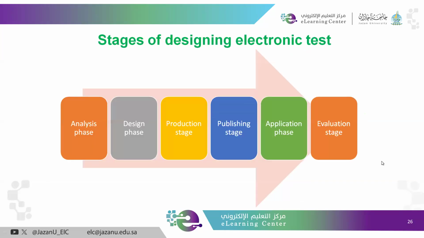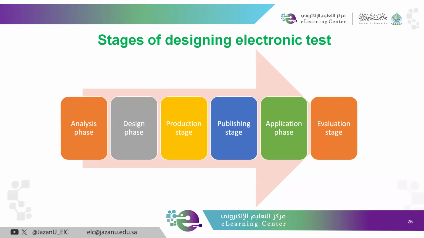Okay. So let's move to the next diagram, which is the stages of designing an electronic test. This diagram outlines a structured process for developing educational content or e-learning materials, often referred to as an instructional design or content creation process. So here, for example, number one is the analysis phase. This is an initial stage where the goals, target audience, and content requirements are identified. It involves understanding the needs, skills, and knowledge gaps of a learner to determine what should be taught.